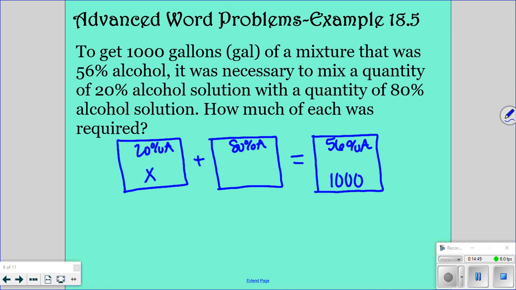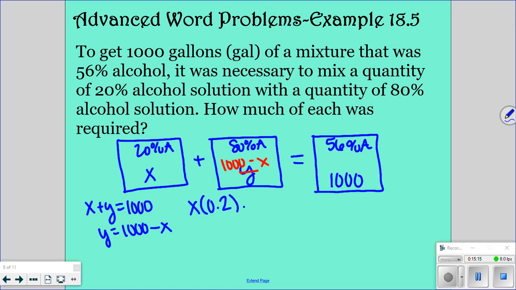So we know that we have X amount for this one and Y amount for this one. And together, X plus Y is going to equal 1,000. So that means that Y would equal 1,000 minus X. So I'm going to plug that in here for Y. And so if you multiply, you'll have 20% times X. So 20% is 0.2. And then we'll have 1,000 minus X times 0.8, because that's what 80% is as a decimal. And then we'll have 1,000 times 0.56 for 56%.